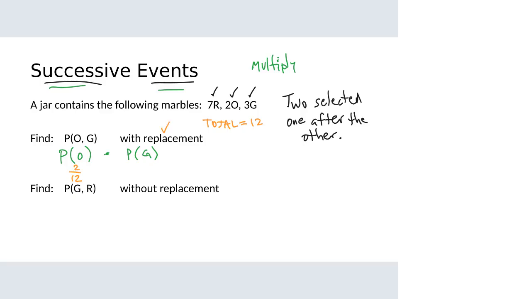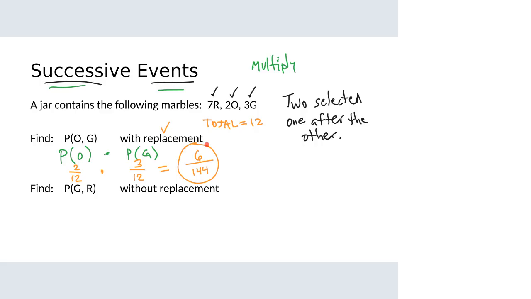I'm going to replace it. I'm going to put it back in. So for that next draw, I'm going to have 12 outcomes. Now I'm looking for a green one. There are 3 of those. So the probability of getting a green is 3 out of 12. Now that I know the probability of getting orange and the probability of getting green, I'm going to multiply those together. 2 times 3 is 6. In the denominators, 12 times 12 is 144. So the probability of getting orange followed by green is 6 out of 144.